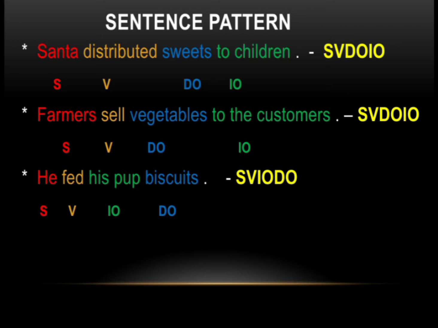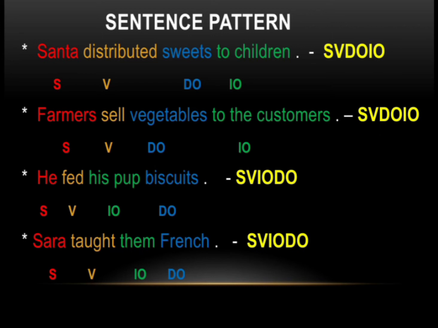The next example, he fed his pup biscuits. He is the subject, fed is the verb. To whom did he feed? To his pup. So this is the indirect object. What did he feed? Biscuits. And so this is the direct object and the pattern is SVIODO.